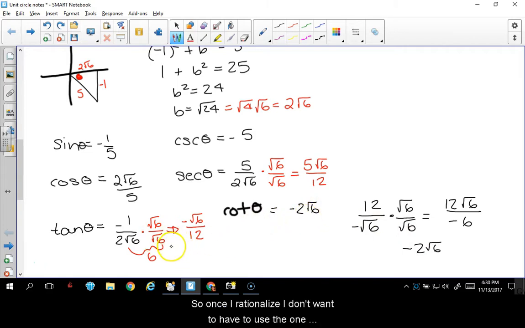So once I rationalize, I don't want to have to use the one that has the square root in the numerator. I want to use the one that has the square root in the denominator, so when I flip it and do its reciprocal, it's easier. Okay, don't make it more difficult than it needs to be.